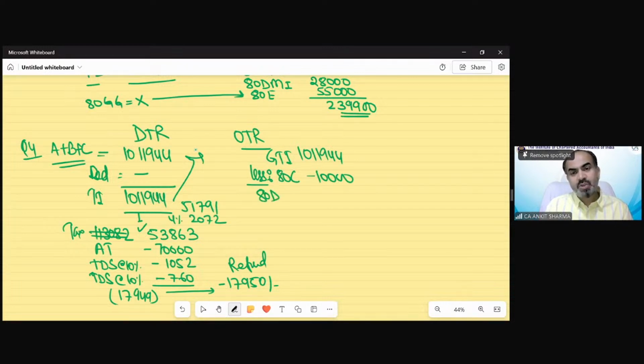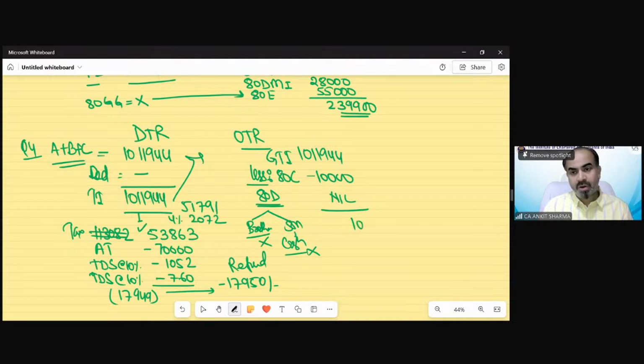A medical insurance has been paid, but it has been paid for brother, which is not included for the purpose of the definition, and the payment of medical insurance for son is in cash. So the payment of medical insurance premium under section 80D in cash is also not allowed. So no deduction for 80D.